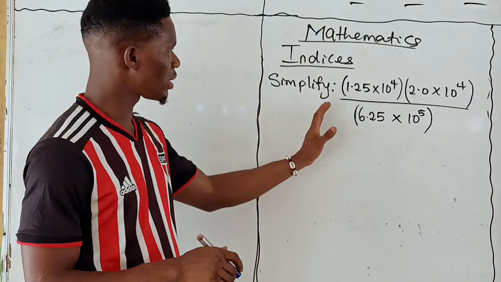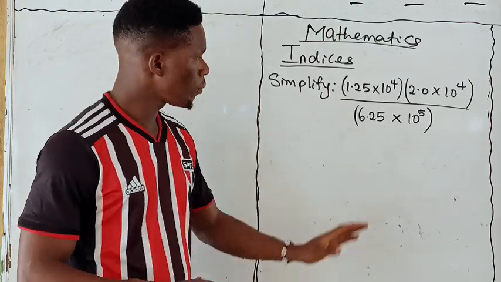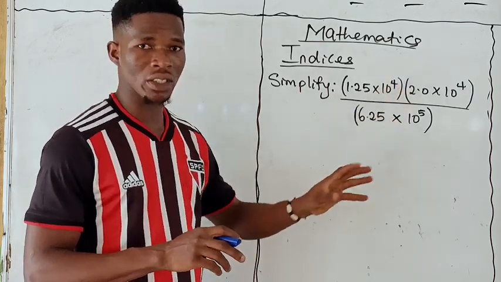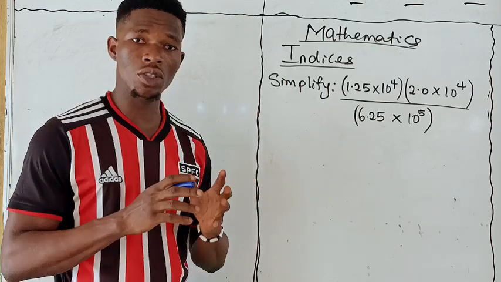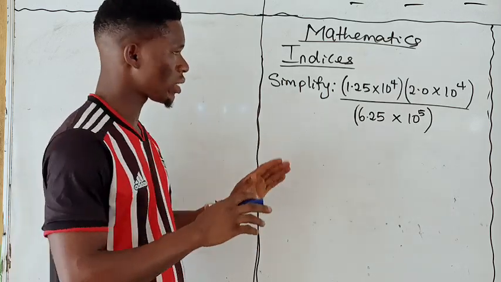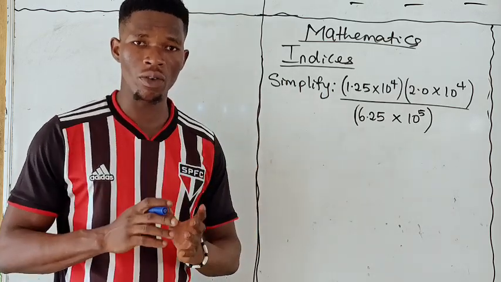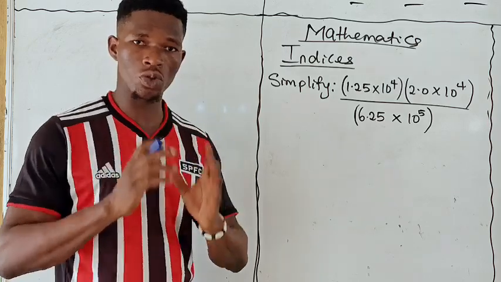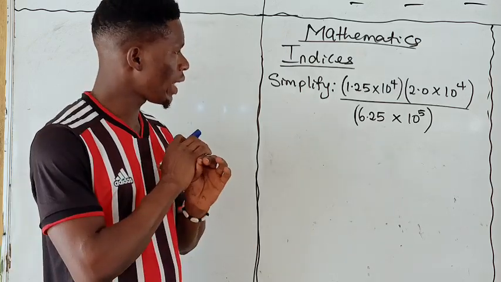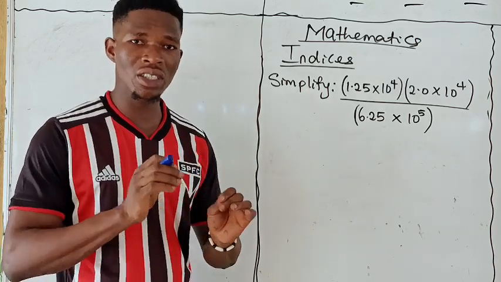And when you see questions like this, it is not difficult. Most of the time when you see powers, that is telling you that the question is on indices. So how are you going to simplify this? In this video, I'm going to break it down for us. Just watch to the end, right? We're going to learn how to solve it in a very easy way.